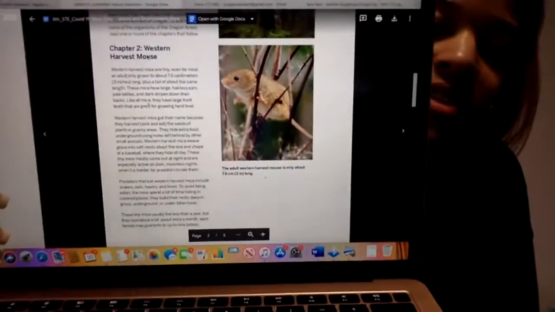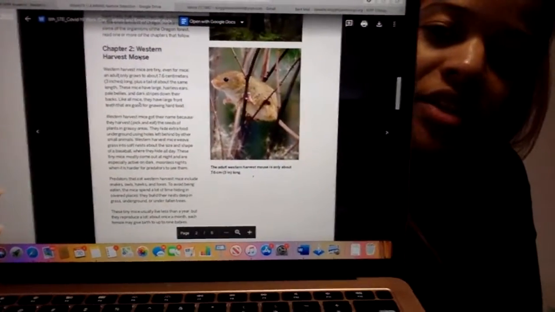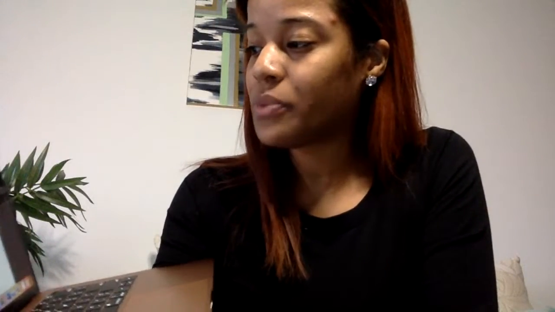Chapter 2 is my least favorite animal, the mouse. And so chapter 2 is the Western harvest mouse. Western harvest mice are tiny, even for mice. An adult only grows to about 7.6 centimeters, which is 3 inches long, plus a tail of about the same length.